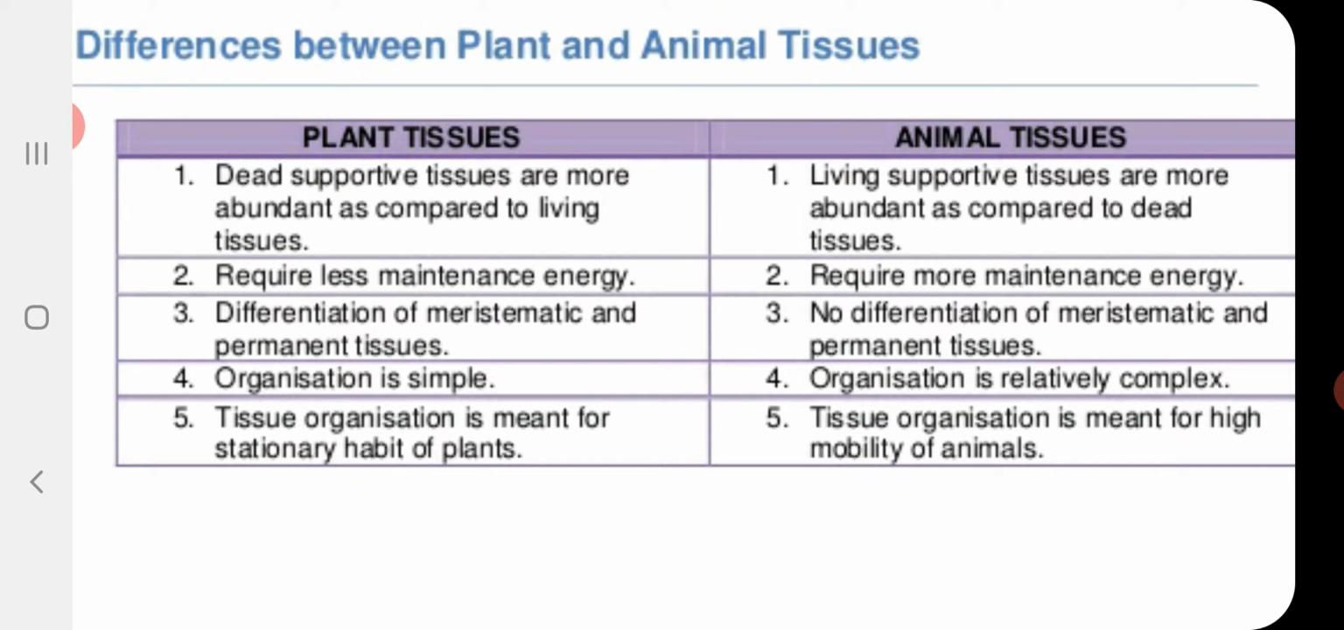Compared to that, animal tissues contain living supportive tissues that are more abundant as compared to dead tissues. They require more maintenance energy, with no differentiation of meristematic and permanent tissues. Organization is relatively complex. Tissue organization is meant for high mobility of animals.